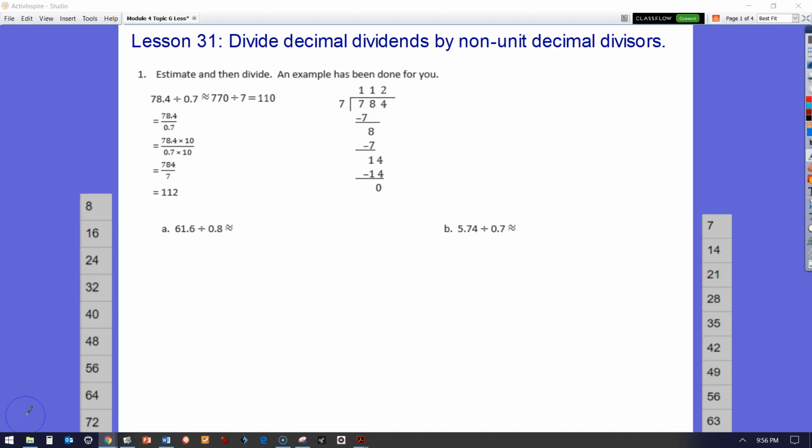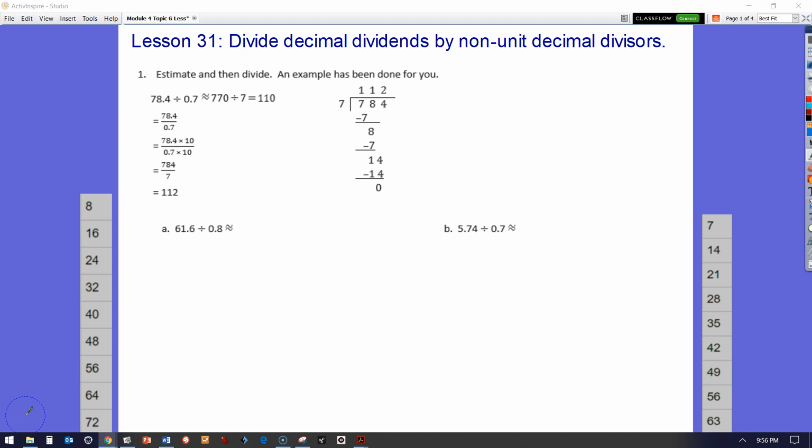Lesson 31. Objective is to divide decimal dividends by non-unit decimal divisors. Number 1 says estimate and then divide. An example has been done for you. Take the time to look at the example. I'm going to jump straight into 1A here.